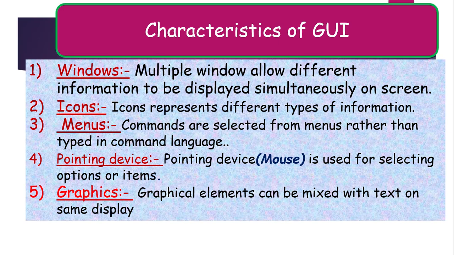The next point is the pointing device. A pointing device, the mouse, is used for selecting options or items. It means the mouse is used for choosing an option or pointing to different items in a window. Next, the last point is graphics. So in a graphical user interface, we can mix graphical elements, like pictures or icons, with text on the same screen or on the same display.